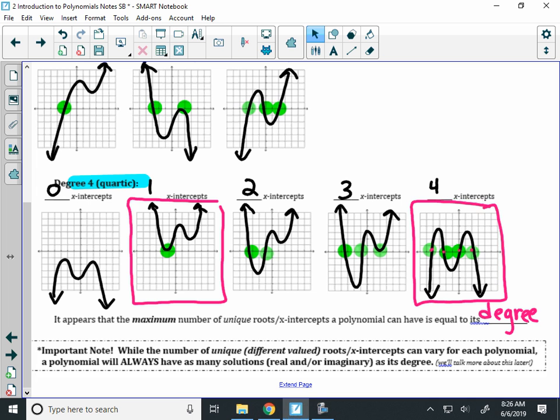Go ahead and try to practice. Make sure you know a little bit about how the degree works for polynomials, and then we'll move on to some other stuff.